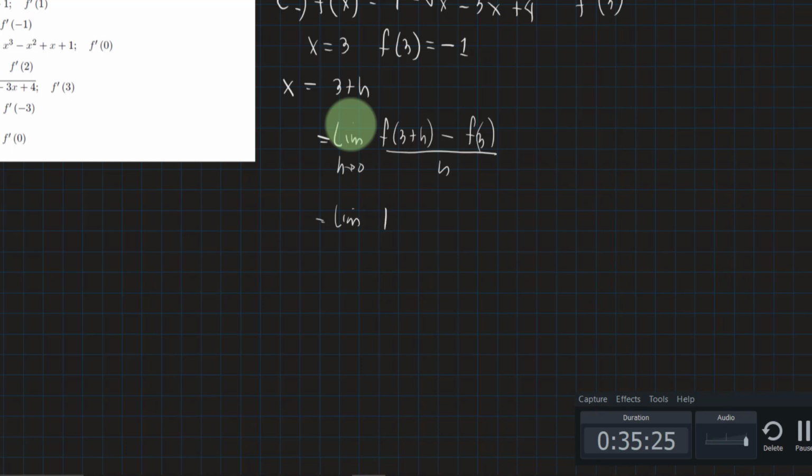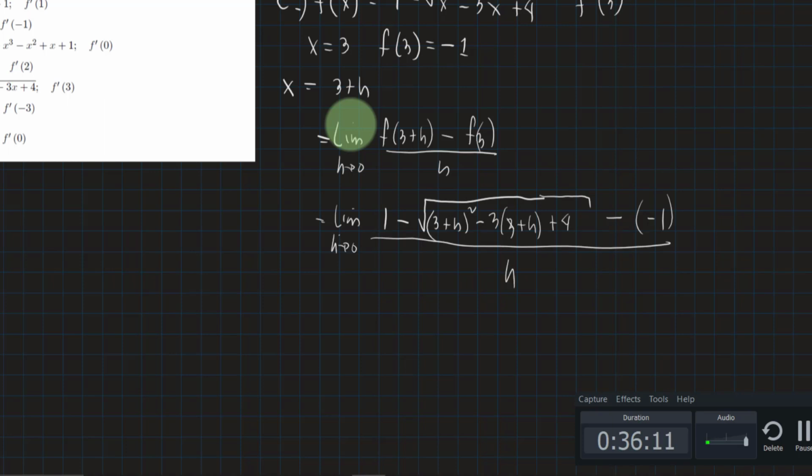So, 1 minus square root of, lahat ng x papalitan natin ng 3 plus h. So, magiging 3 plus h squared minus 3 times 3 plus h plus 4. Okay? Minus f of 3 is negative 1, minus negative 1, all over h as h approaches 0. And then we try to expand. Pag in-expand natin ito, this will become 9 plus 6h plus h squared, minus 9, minus 3h plus 4, plus 1.